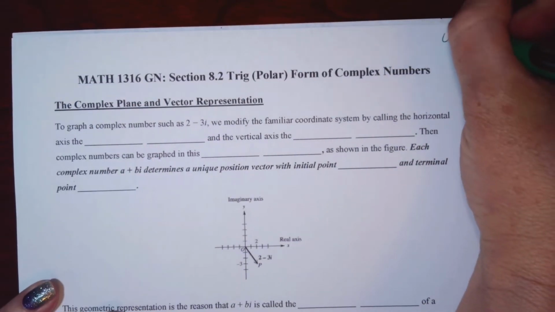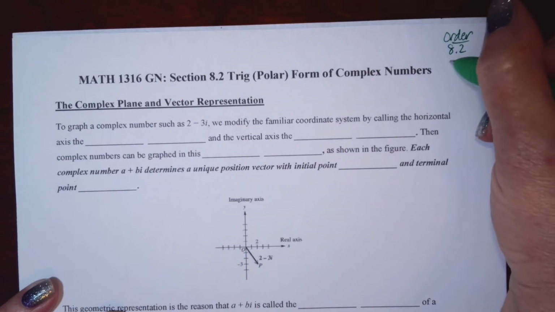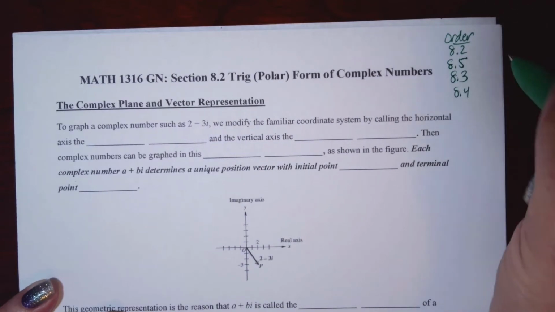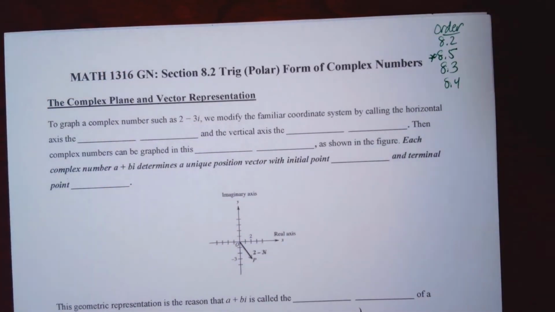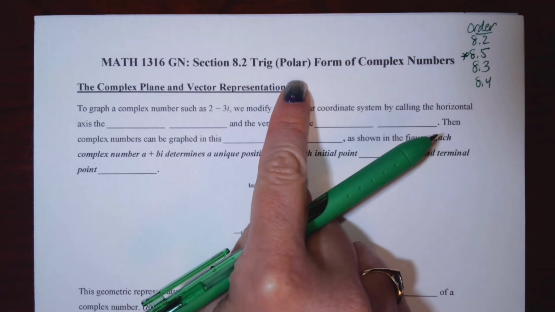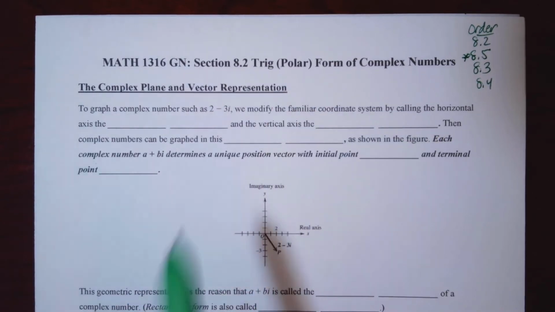sections out of order. We're doing 8.2, and then we're going to move to 8.5 before we can pick up 8.3 and 8.4. So 8.5 is stuck out of order for chapter 8 because I just really feel like it fits better there. Okay, this is typically a new topic, polar form of complex numbers and polar graphing, as well as just graphing imaginary numbers.